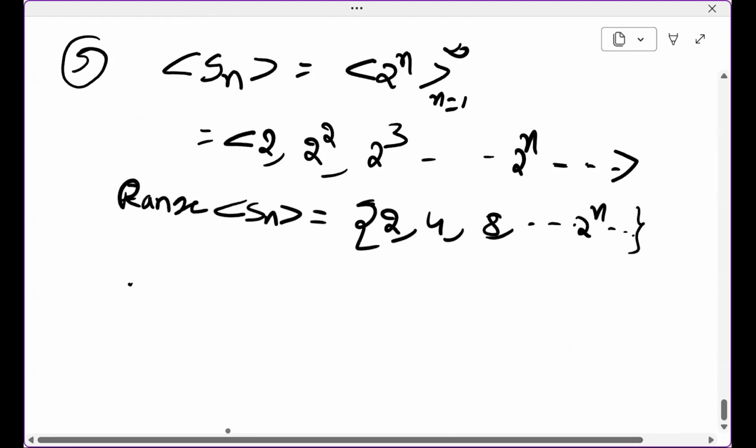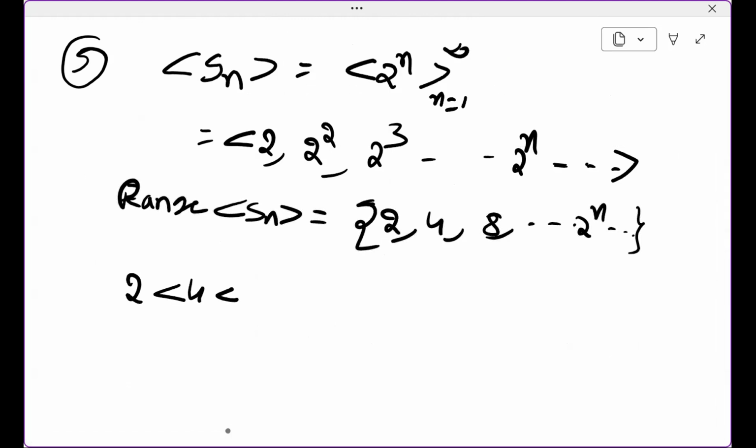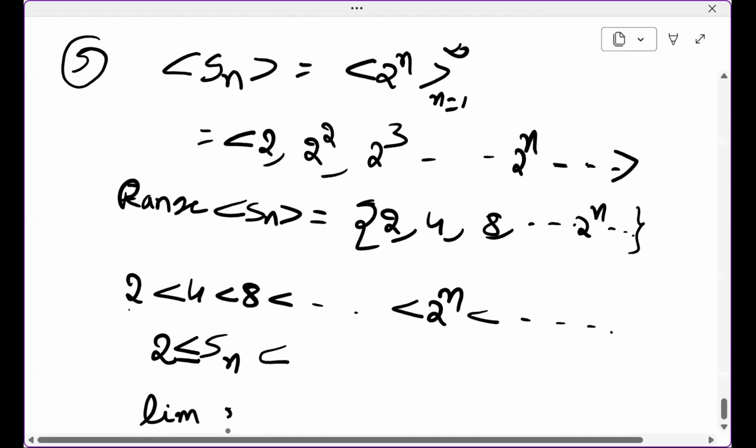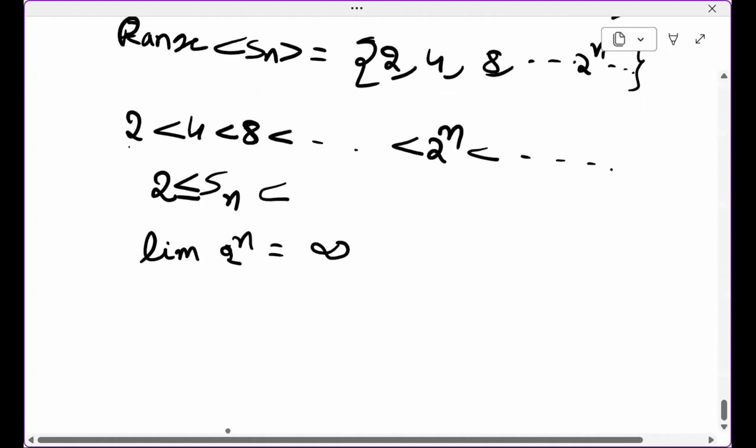Now again, for boundedness, what is the pattern it is following? What is the order, increasing or decreasing, that we have to check. It is in the increasing order. So this is the lower bound: Sn is greater than or equal to 2. And we have to get the limit. As n tends to infinity, 2 power n is, by a standard limit, infinity. There is one standard limit that you should know: 2 power infinity is infinity.